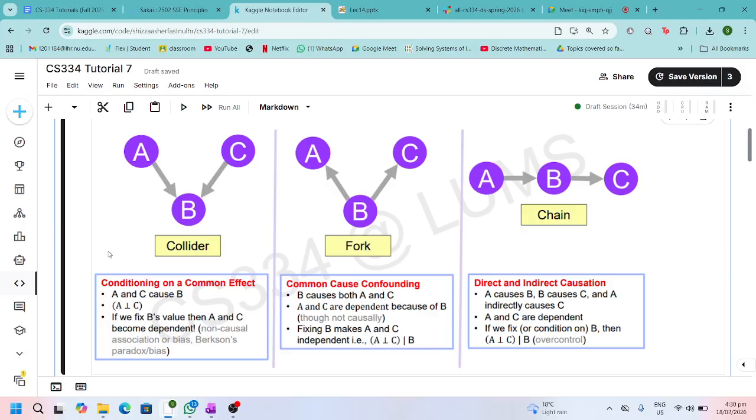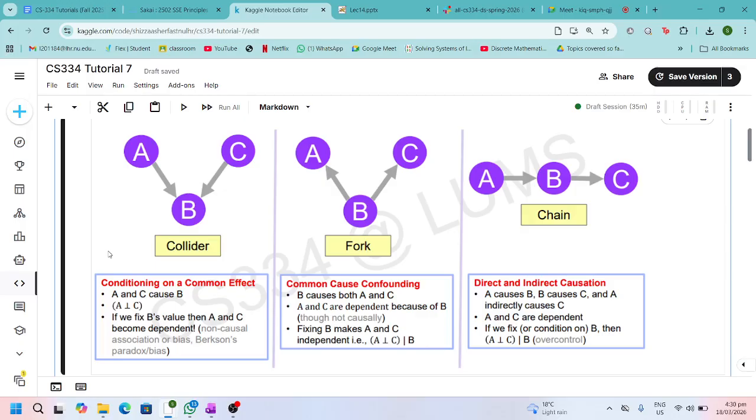A and C तो are obviously independent. Yeah, collider के structure में you're absolutely right, perfect. A and C are independent of each other. Because B से फर्क नहीं पड़ता, it's just a common effect. We don't care कि A भी उसको cause कर रहा है और C भी उसको cause कर रहा है. So they are independent of each other.